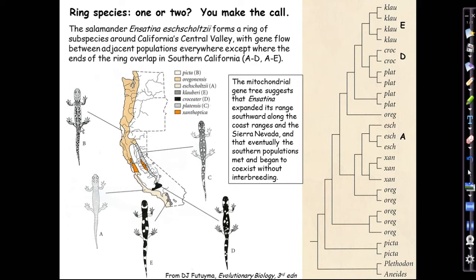Eschholzii is highly variable in color. The figure illustrates some of these distinctive color morphologies, including this one, A, which is very plain, and a bunch of these have got names, subspecies names, and in particular this plain one, which will figure in the story, is the eschholzii subspecies of Ensatina eschholzii, so you would call it Ensatina eschholzii eschholzii, and so on for the others. The color patterns actually are not important to the story, nor are the names.